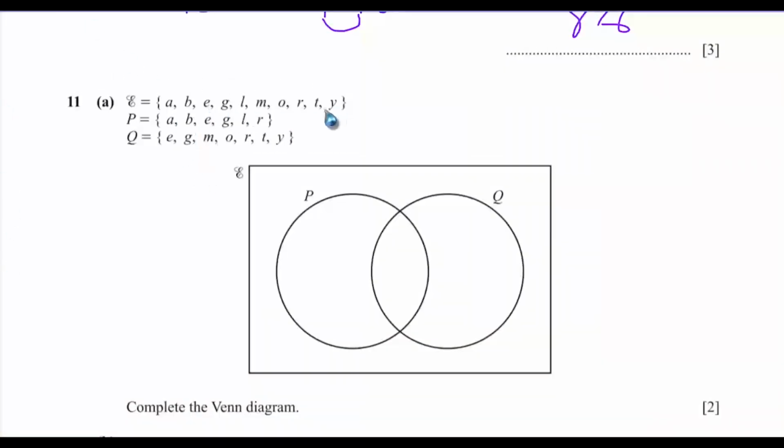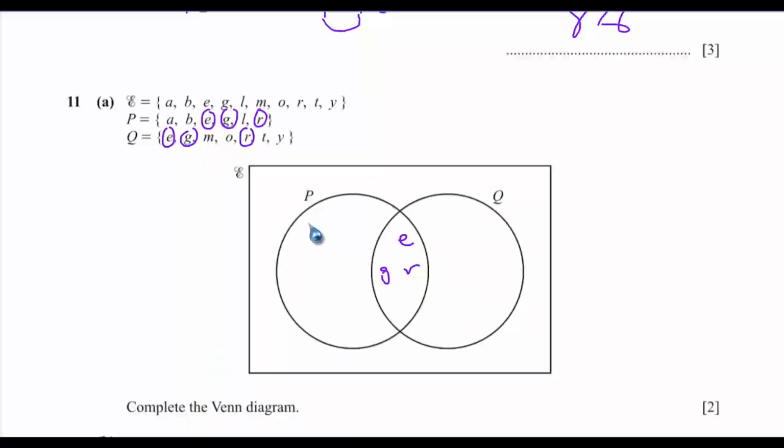So we have the universal set, we have set P and set Q respectively. So you have the common ones: we have E to be here, we have G to be here, and we have R to be here. As the two sets have these three elements in common, look at this. R is here, R is here, then G is here, G is here, E is here, and E is here.